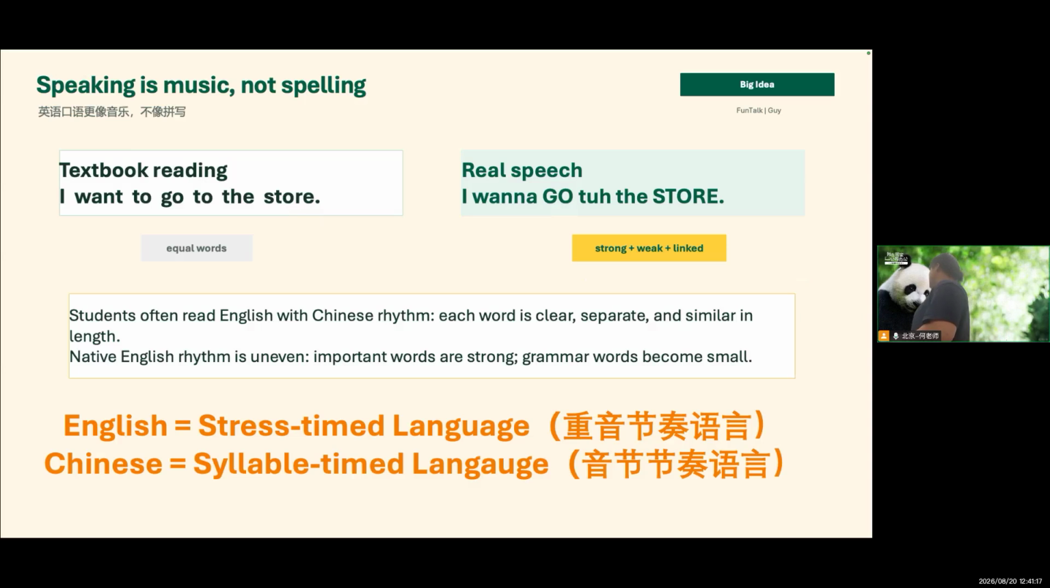It means that, let's say we have a sentence here in English. Maybe Xu Cheng, you can read this to me. Read it in a normal textbook style Chinese class, English. Yeah. I want to go to the store. Okay. So in the Chinese system, everything is equal. Like I want to go to the store. But in the stress-timed language system, it's going to be like this. I want to go to the store. So it's a little bit different. This is just a small example.